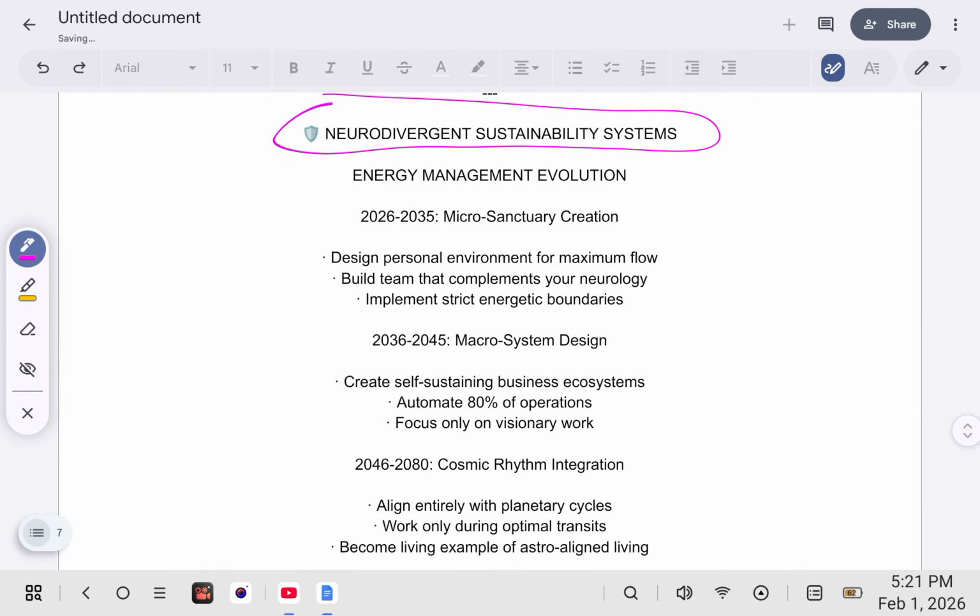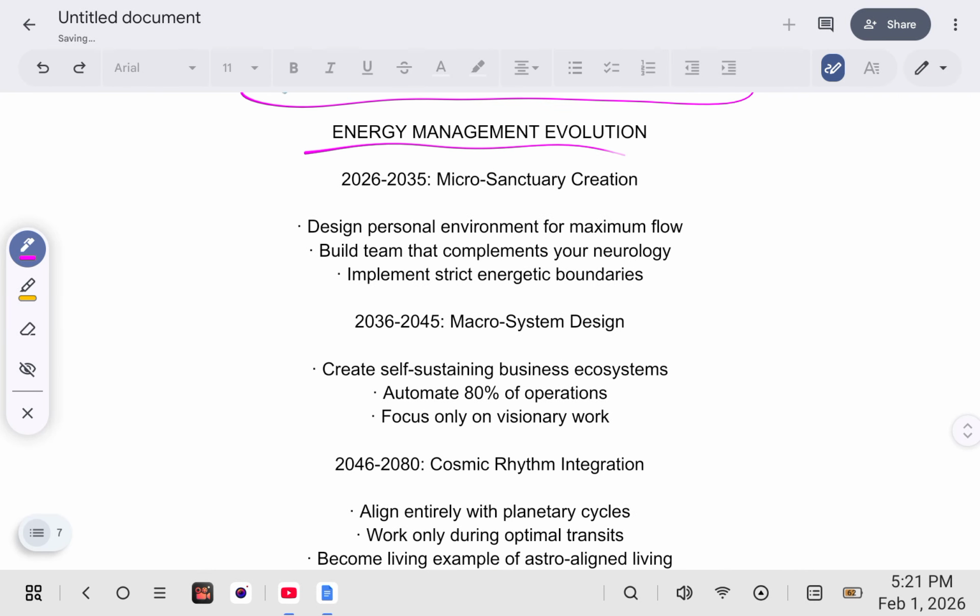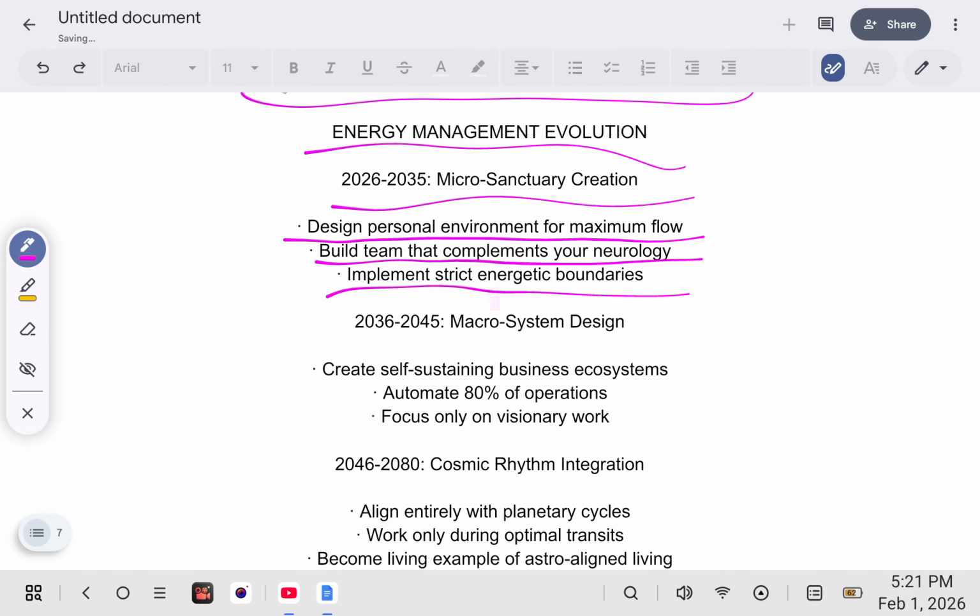Here's the neurodivergent sustainability systems, energy management evolution. Again, 2026 to 2035, micro sanctuary creation. I design personal environment for maximum flow. I build a team that complements my neurology. I implement strict energetic boundaries.